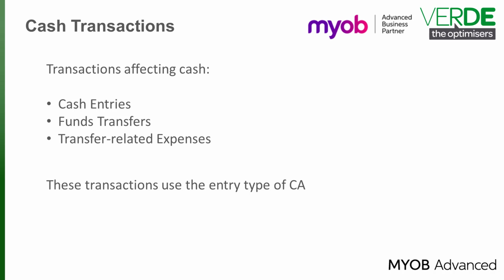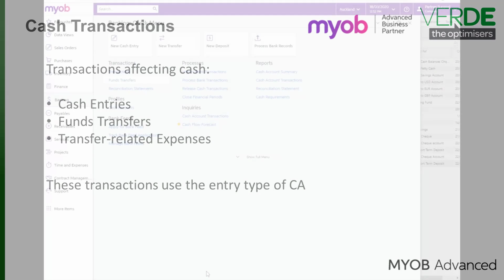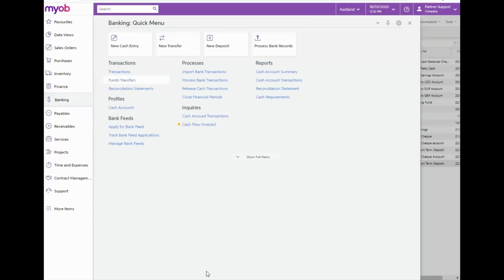We have two CA entry types to update for the short-term deposit cash account created previously. One is the transfer of funds from the check account to the short-term deposit account, and two is the interest received on this account. Let's first look at the transfer of funds.